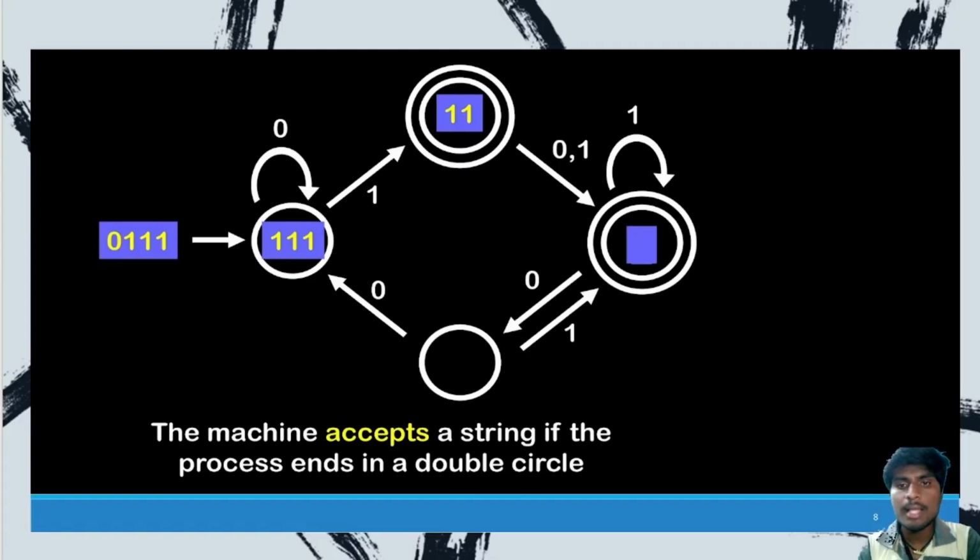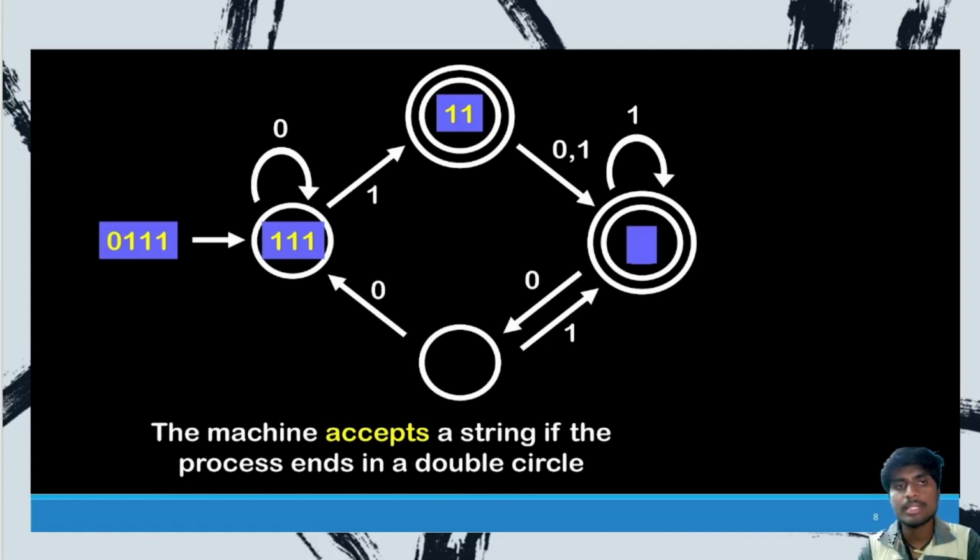The machine accepts the string when the process ends in the double circle. For example, if you have 0 1 1 1 as the language, then the check starts from the point 1 1 1 only.